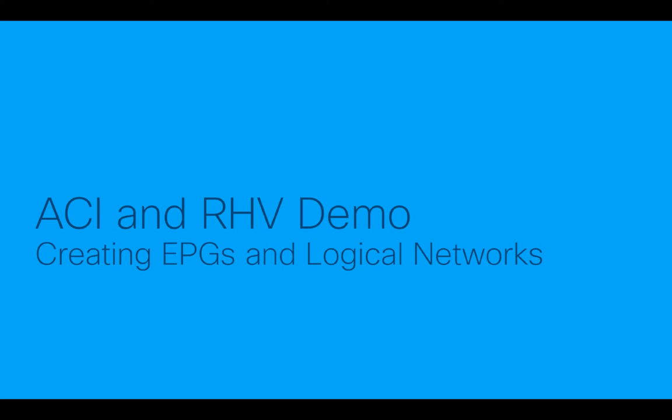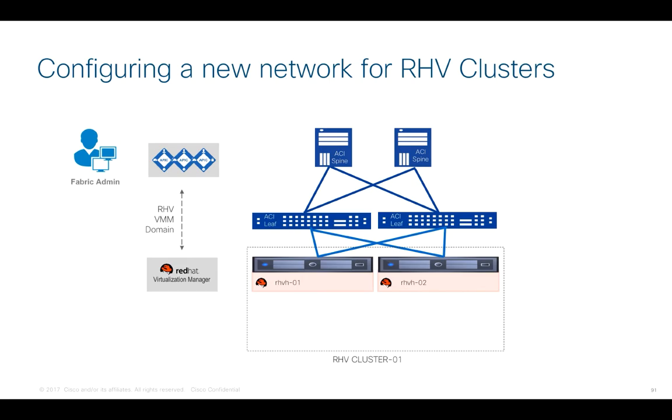Hello, in this demo about ACI and Red Hat Virtualization VMM domain integration, we will show you how to create EPGs and map to logical networks in a simple way. We have a fabric with a Red Hat Virtualization cluster connected, made of two hypervisors, Red Hat Virtualization Host 1 and Host 2, managed by the Red Hat Virtualization Manager. We have an APIC to manage the fabric with a VMM integration.